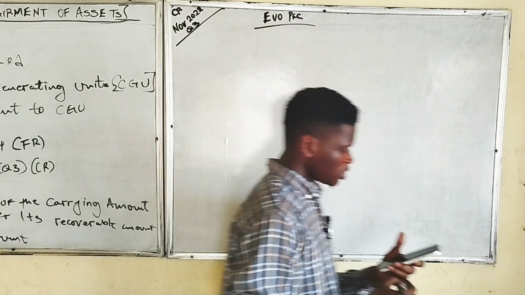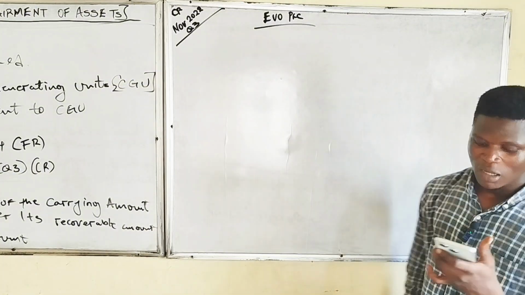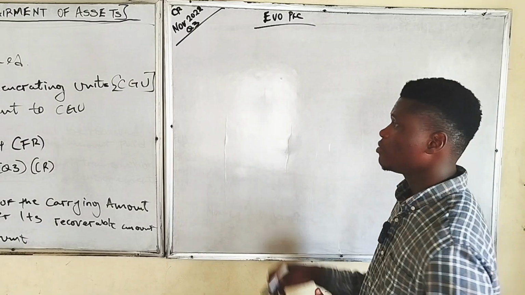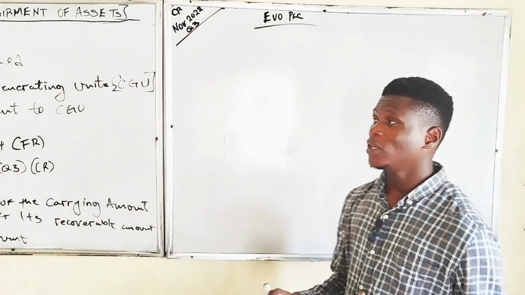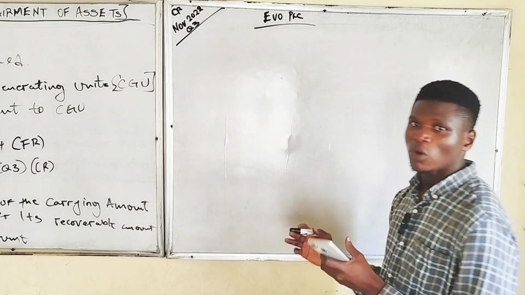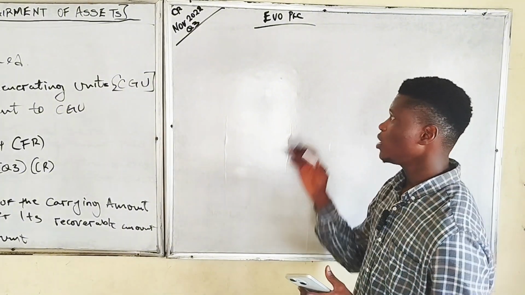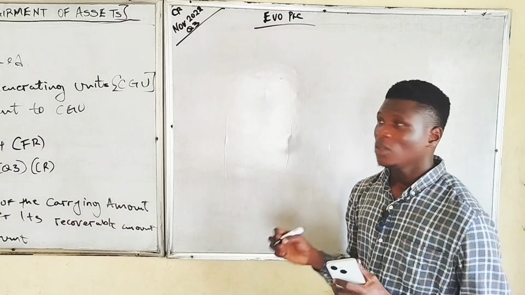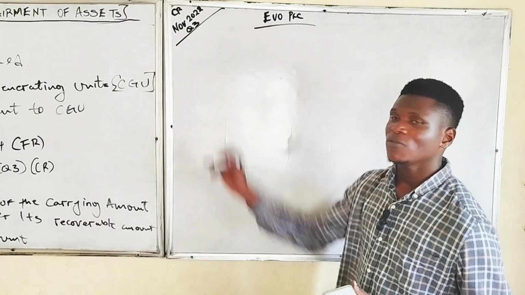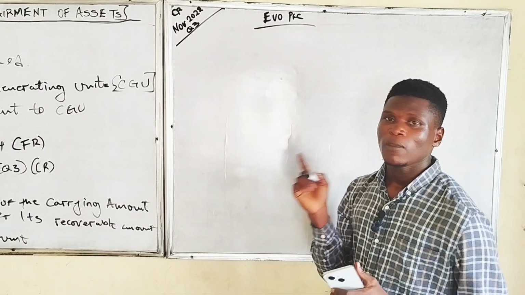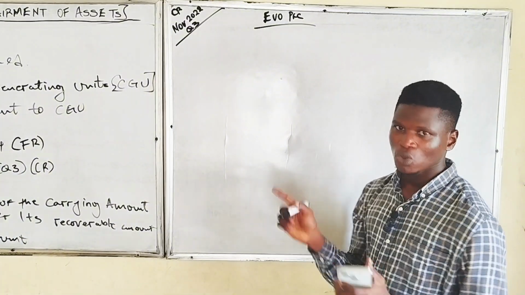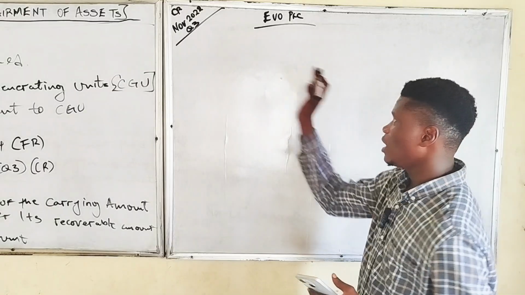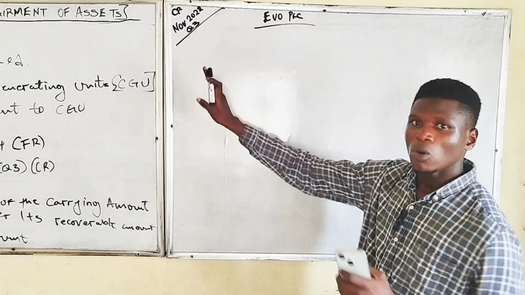The first question says, how is impairment loss determined and accounted for by a business entity? Impairment loss is determined when the carrying amount of an asset exceeds the recoverable amount of the same asset. So when carrying amount exceeds recoverable amount, we'll have impairment loss. Remember, if the carrying amount of an asset is lesser than the recoverable amount, there is no impairment gain. I repeat, there is no impairment gain. What we can have is either impairment loss or nothing.